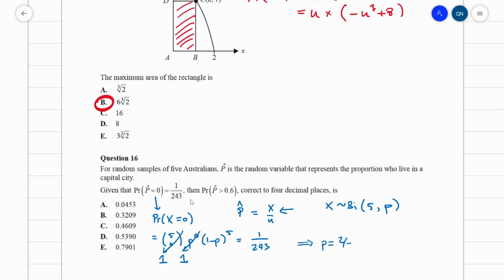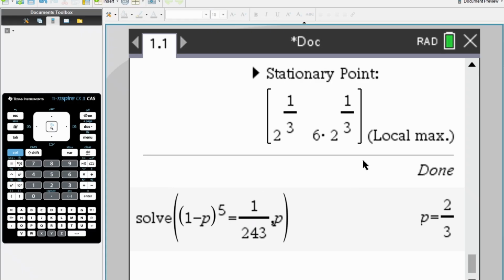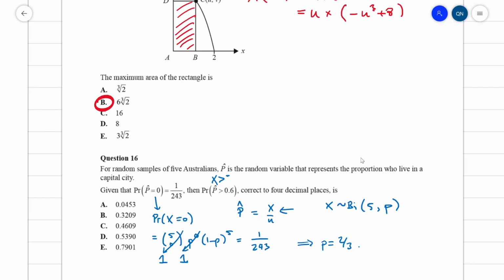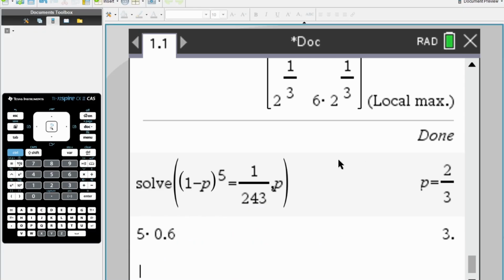So p is 2/3. Now we have all the parameters for this binomial, so we can evaluate this probability. Now, what is this probability in terms of x's? Well, just multiply everything through by n, which is 5 in this case. So x is greater than, what's 5 times 0.6? It is exactly 3. So we want x greater than 3, or equivalently, x greater than or equal to 4. So we need to calculate this probability now.